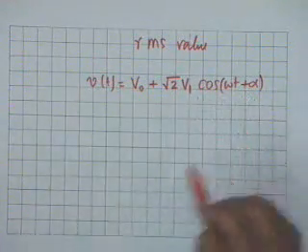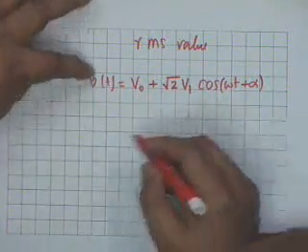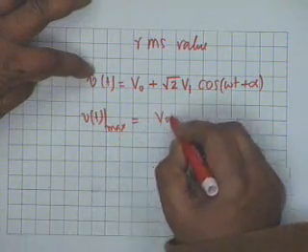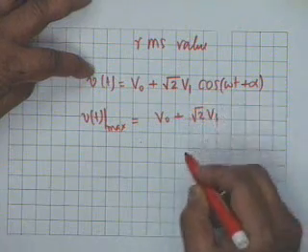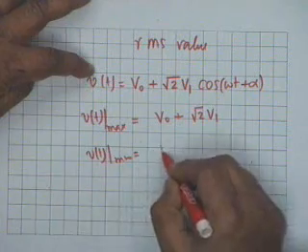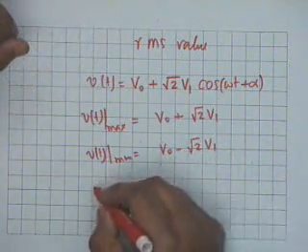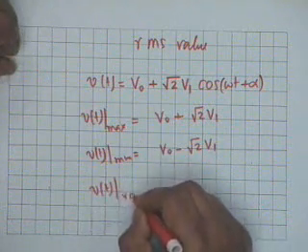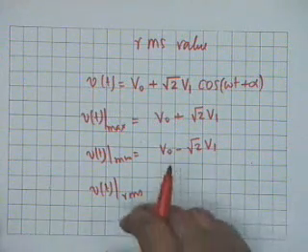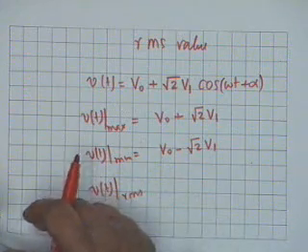Now what is the peak value of v(t)? Vt max is V0 plus root 2 V1. What is the minimum value of v(t)? V0 minus root 2 V1. What is the RMS value of v(t)? To find that out, it's a very simple formula, but let's derive this formula.